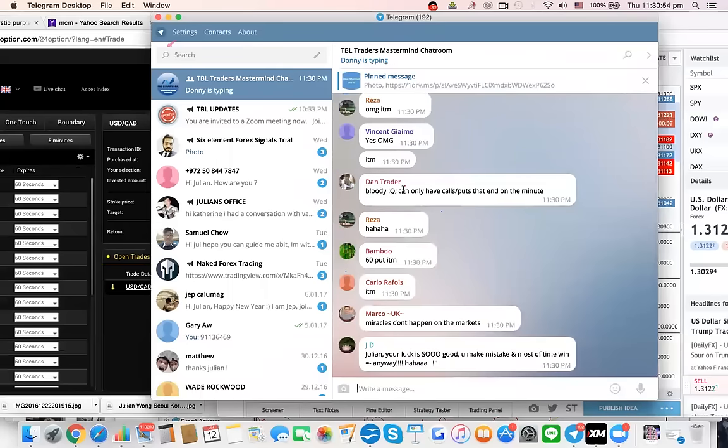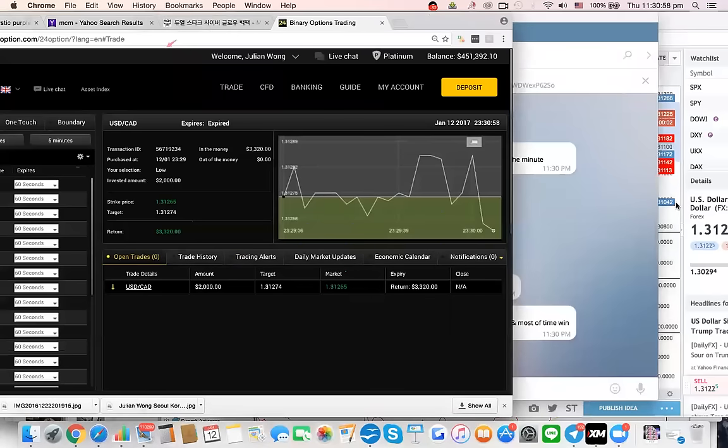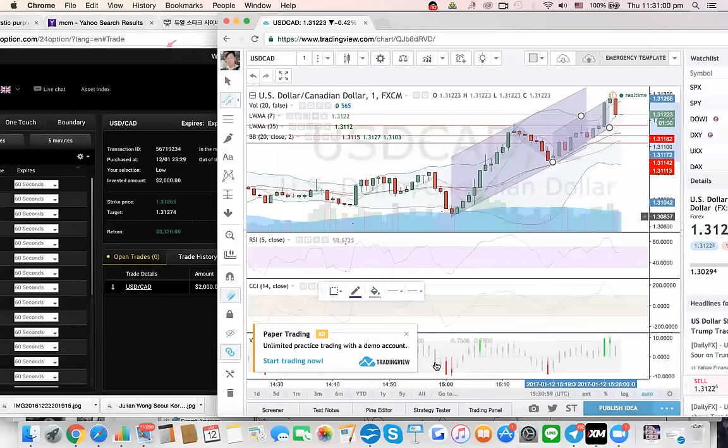There you go. That's why I don't like IQ Option. Precisely why. Because you have to do it at the end of the minute, and it doesn't always work out.